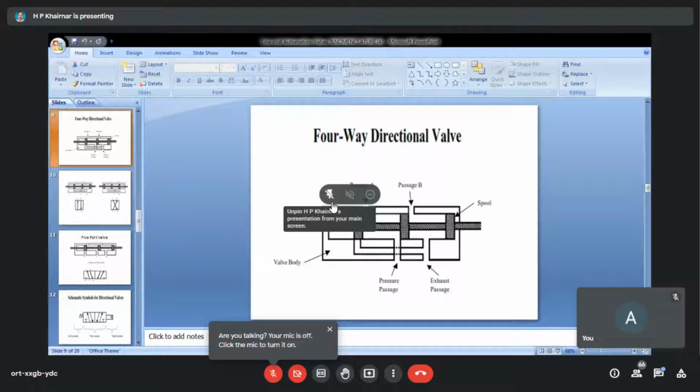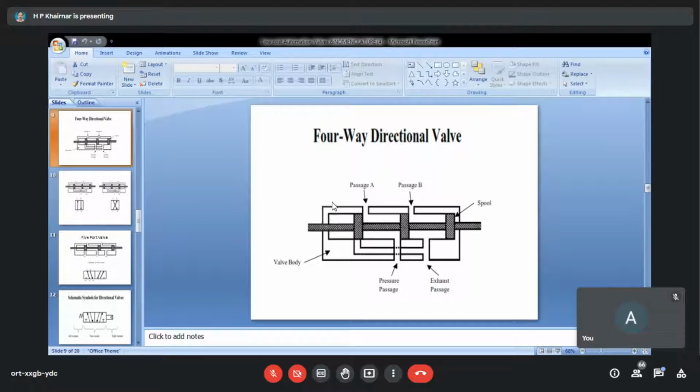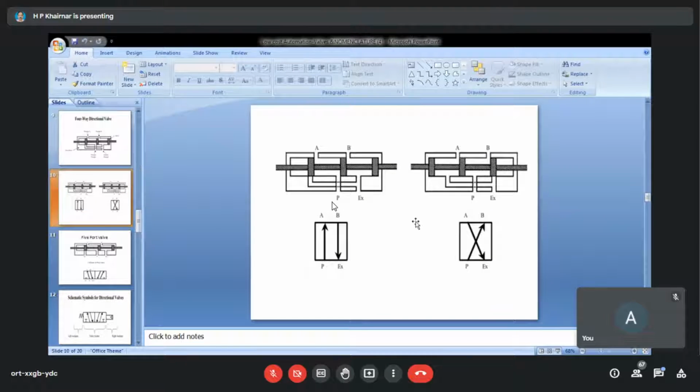So I hope you might have tried it. I will show you the actual symbol. By observing this symbol, you will come to know what mistakes are possible and how to interpret the actual constructional feature of the valve. So this is now indicating the symbol along with the constructional feature. In the first position, we can understand P is connected to A, so an upward arrow is there.